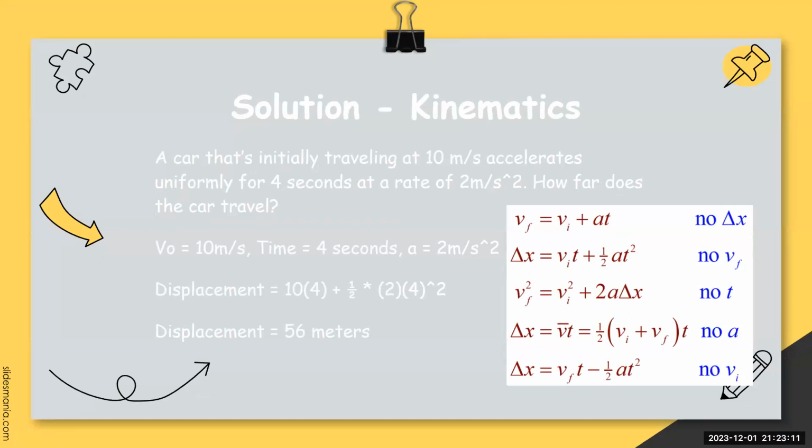So knowing these three variables, you can see that the second equation would be appropriate to use. So displacement equals v initial, which is 10, times the time, which is 4 seconds, plus 1/2 times the acceleration, which is 2, times the time again, which would be 4 squared. So that would end up to be 56 meters, which would be the right answer.